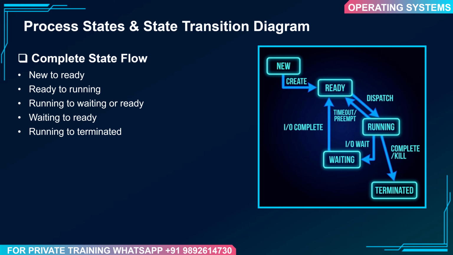If we now imagine the full diagram, we can clearly see the flow. A process starts as new, then moves to ready. From ready, it goes to running. From running, it can go back to ready or move to waiting or end in terminated. From waiting, it returns to ready once the required event occurs. This continuous movement is what keeps modern operating systems fast and efficient.